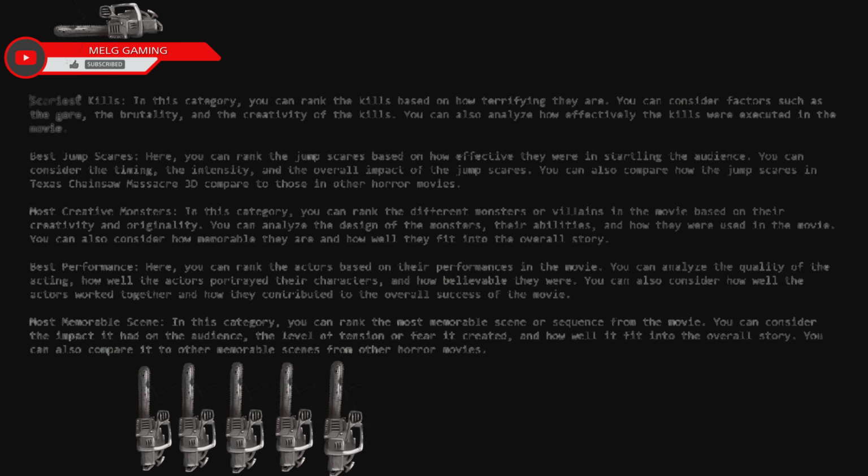Most memorable scene. In this category, you can rank the most memorable scene or sequence from the movie. You can consider the impact it had on the audience, the level of tension or fear it created, and how well it fit into the overall story. You can also compare it to other memorable scenes from other horror movies.